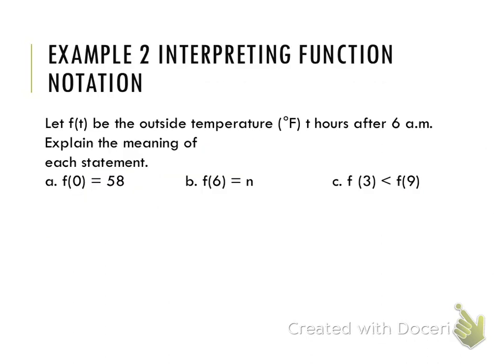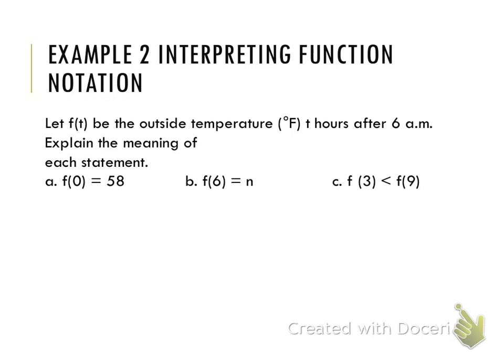That's evaluating a function when we're given the x variable. So let's look at another example here. Interpreting function notation. So we're going to let f of t be the outside temperature, in Fahrenheit, t hours after 6 a.m. Explain the meaning of each statement. So f of 0 equals 58. So basically what this is saying here is the initial value of the function is 58.